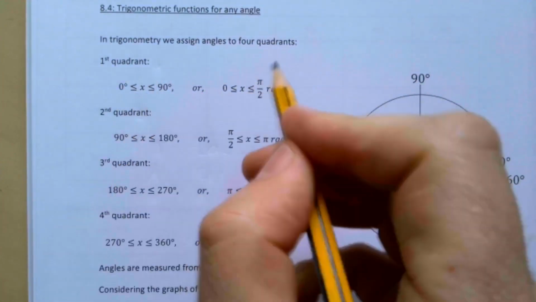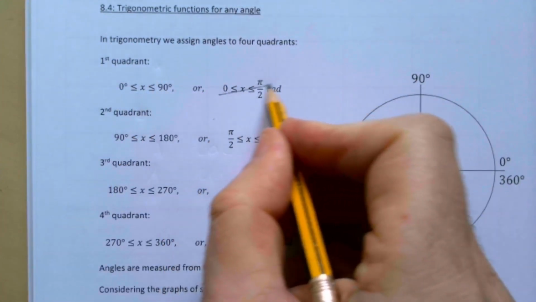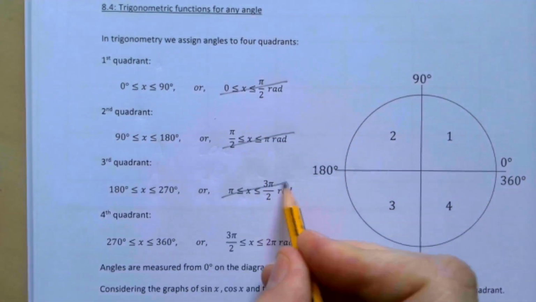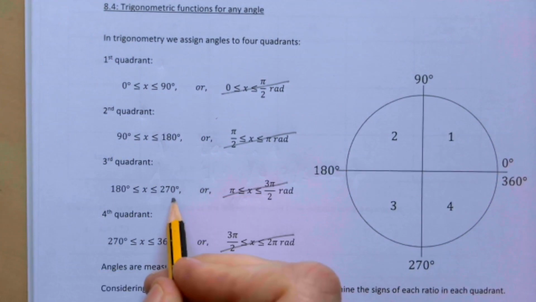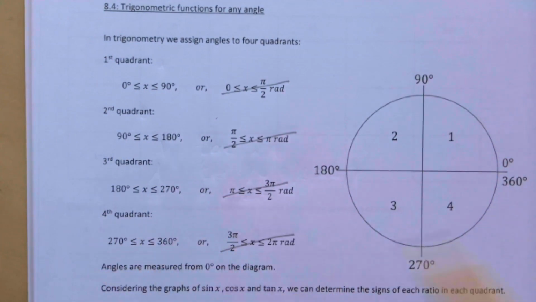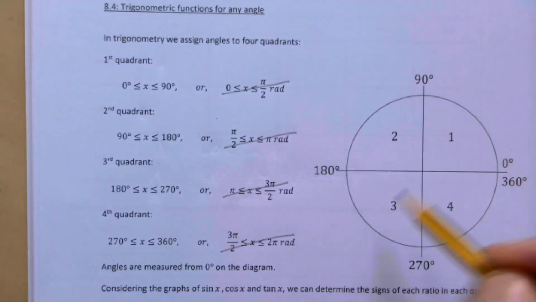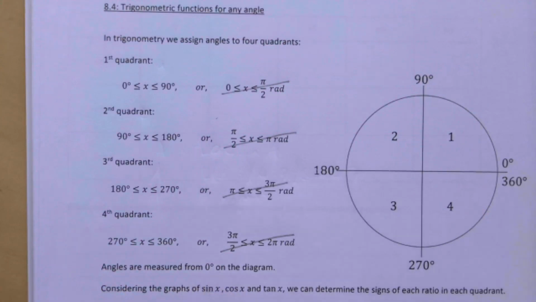So the first quadrant is 0 to 90. We don't need to worry about this. This is now an A2. It's a different way of measuring our angles. Second, 90 to 180, third, 180 to 270, and fourth, 270 to 360, and we measure from 0. Angles are measured from 0 degrees in the diagram.